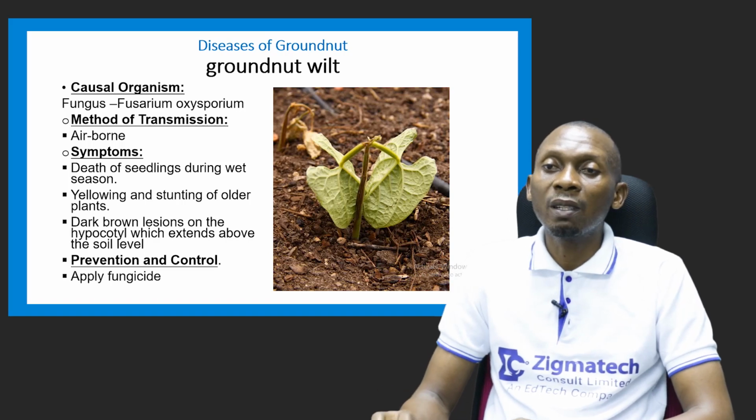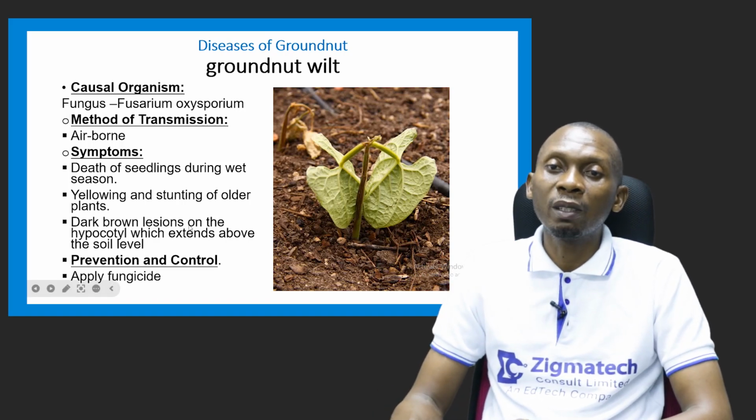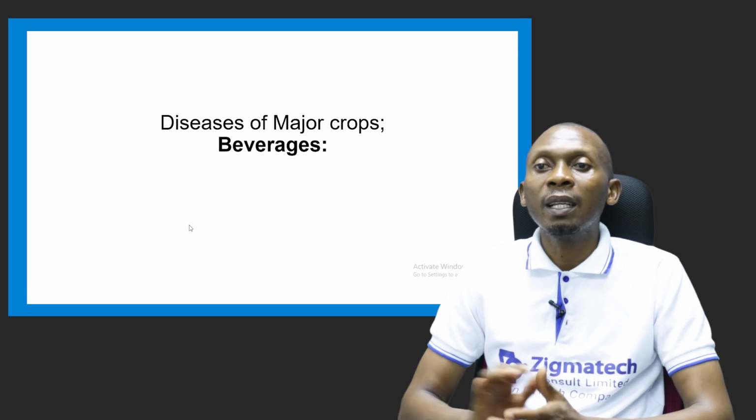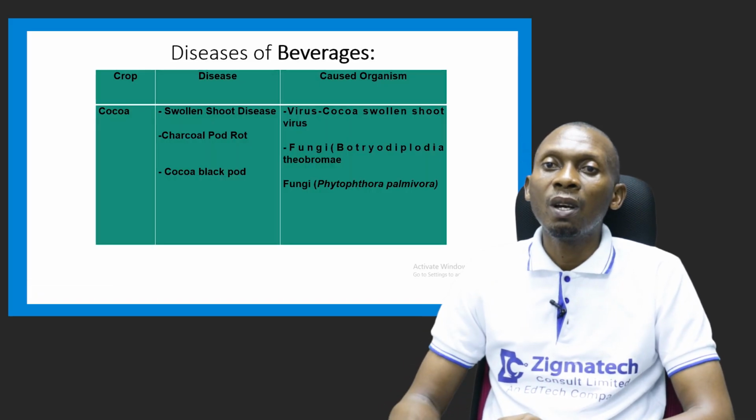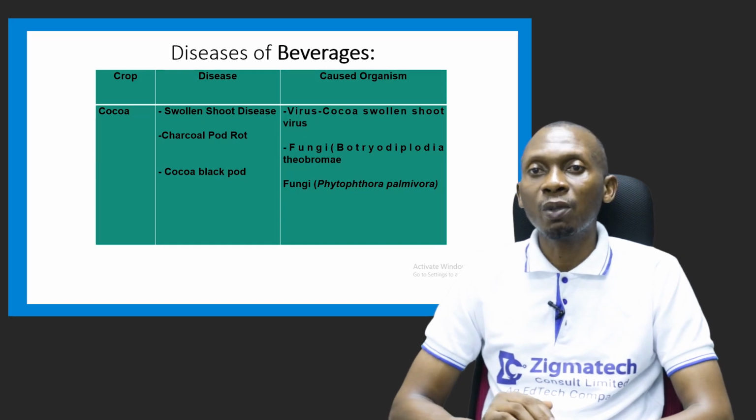And how is it prevented and controlled? You need to apply appropriate fungicide. Now let's go to beverages. Still on diseases of major crops, beverages. We have cocoa as the beverage we're going to look at here.